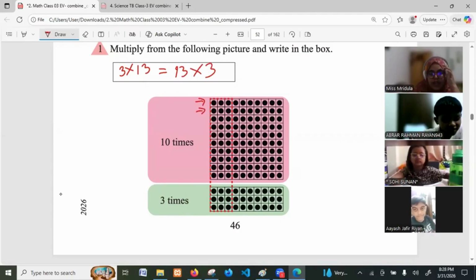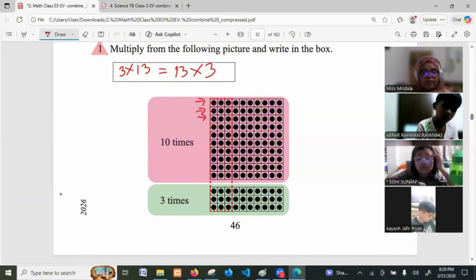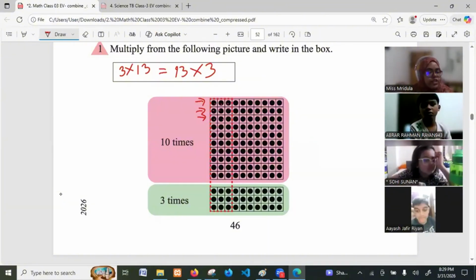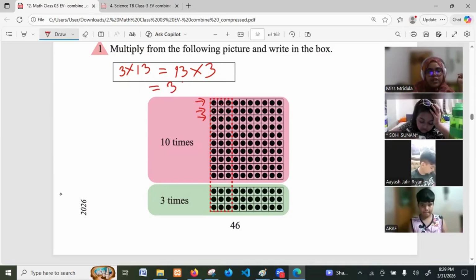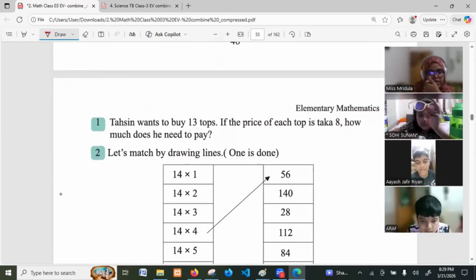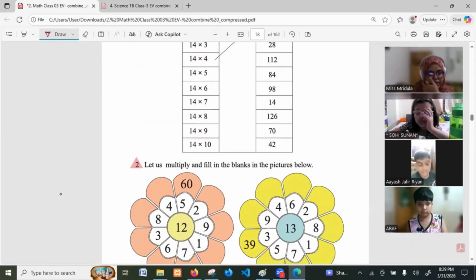If we are counting in this way, how many 3s are there? We have 1, 2, 3, 4, 5, 6, 7, 8, 9, 10, 11, 12, 13 3s, right? So we have 3, how many times? 13s. And how many 13s do we have? We have 3 13s. Okay, so both are the same. Either we have 3 13s or we have 13 3s. And which eventually will give us the answer 39.